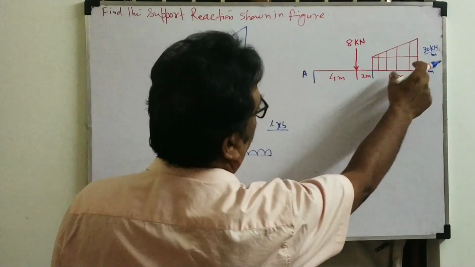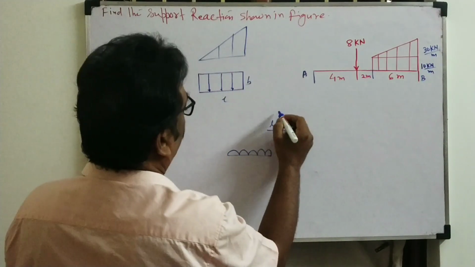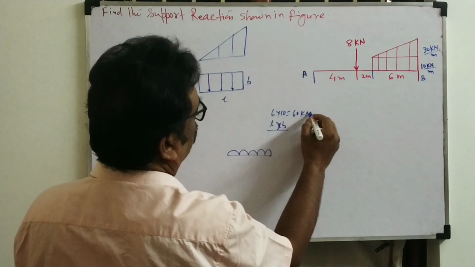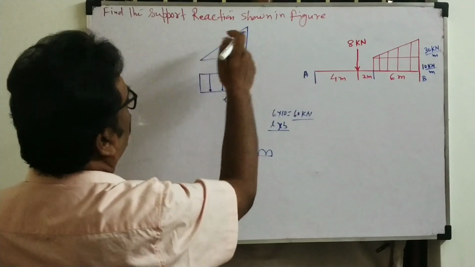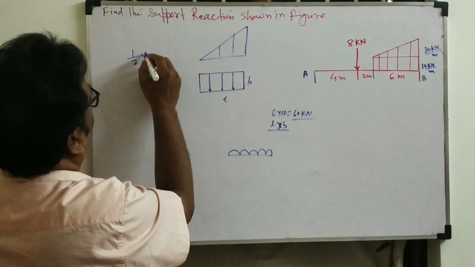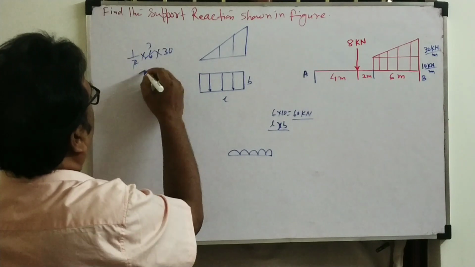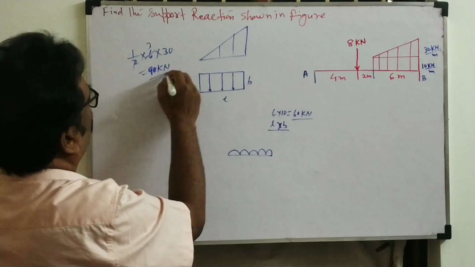Here I will find the area: 6 into 10, equal to 60 kilonewton. That is the load for the UDL. Then what is the load for the triangle? The area of the triangle is half into 6 into 30, so 90 kilonewton will be the load.